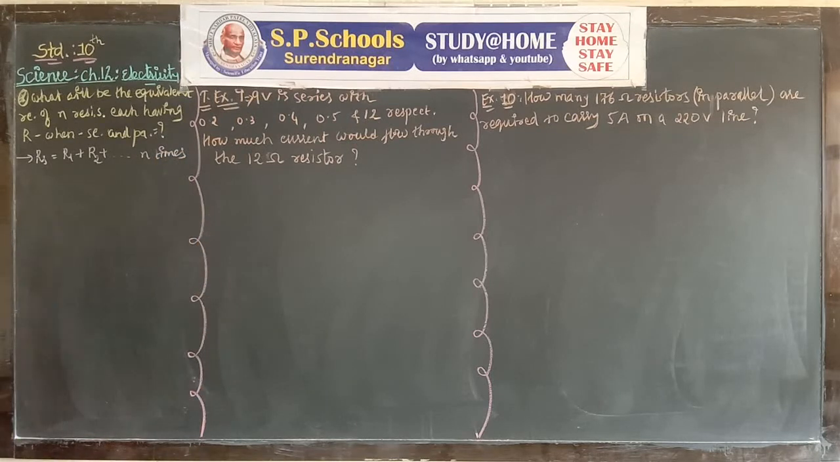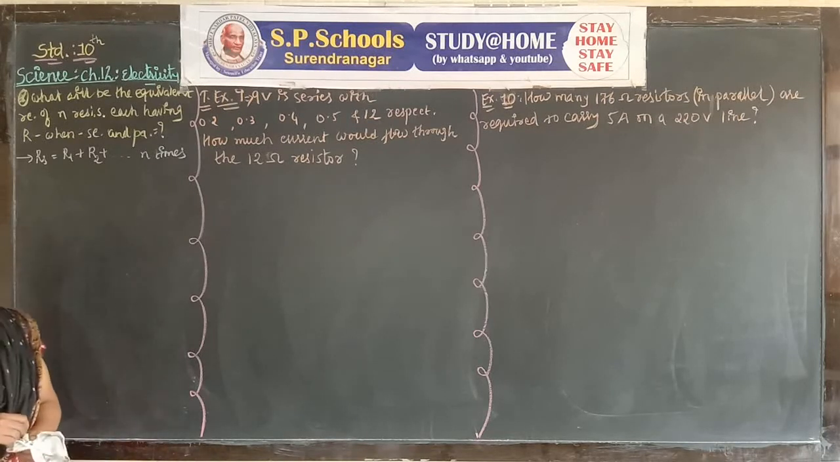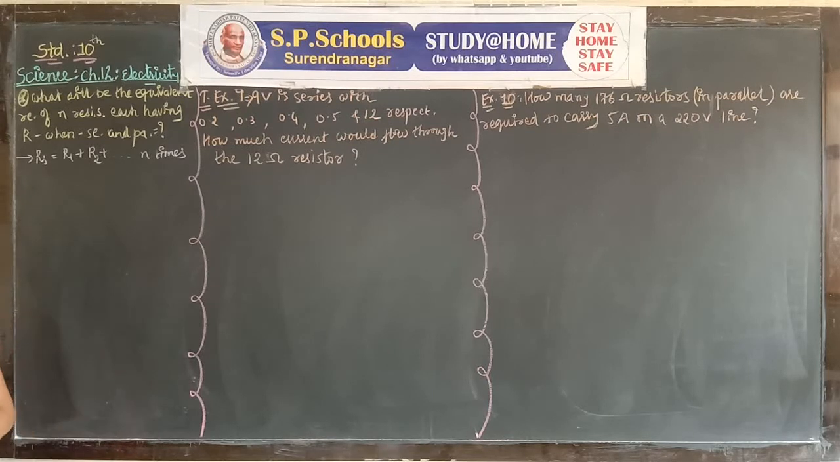Here one thing is important: when we derive formulas, we take three resistances, but there cannot always be only three resistances connected in series. They can be more than three. So in 10th we study a limitation of three resistances, but in 12th science, in physics, you have to study with more resistances.